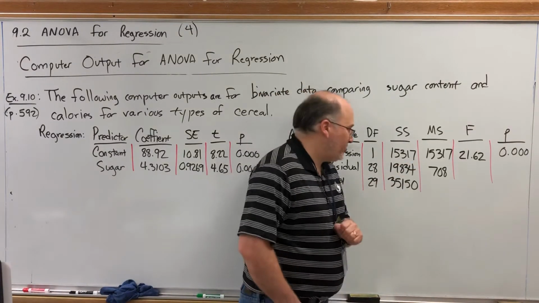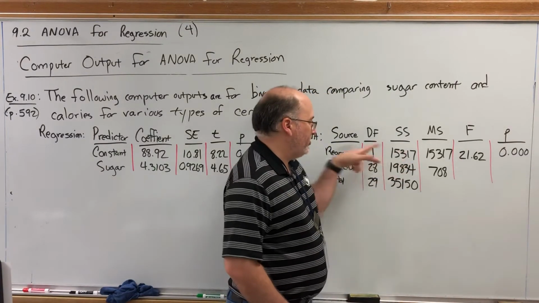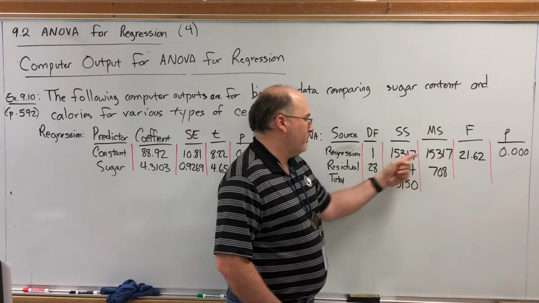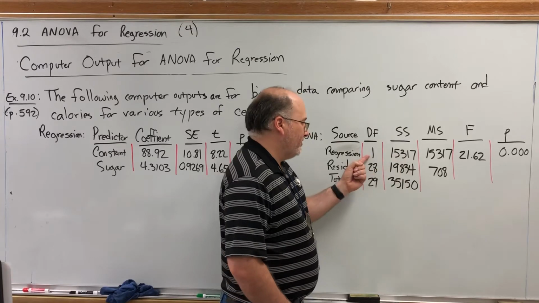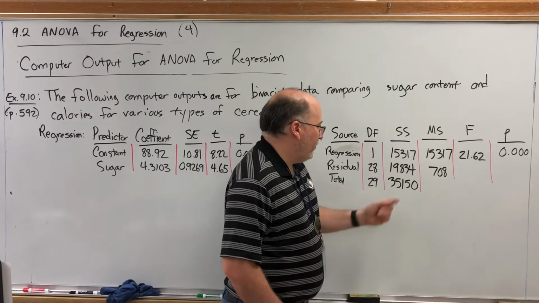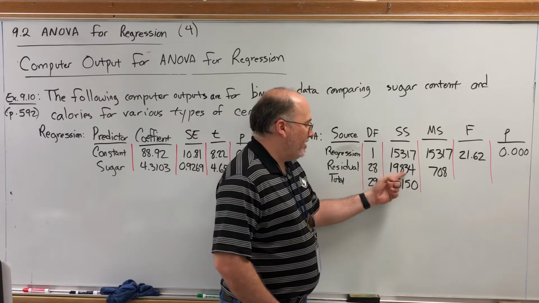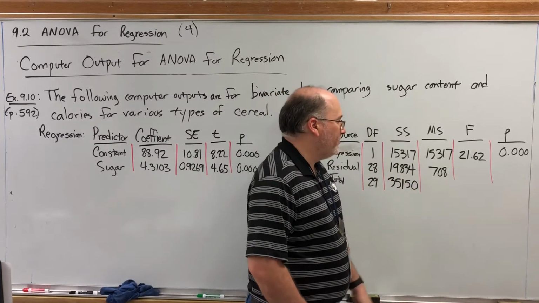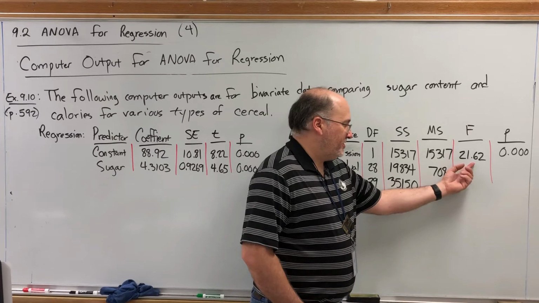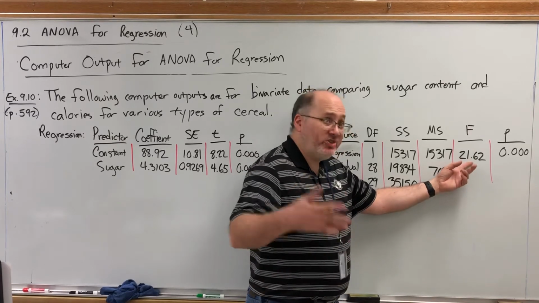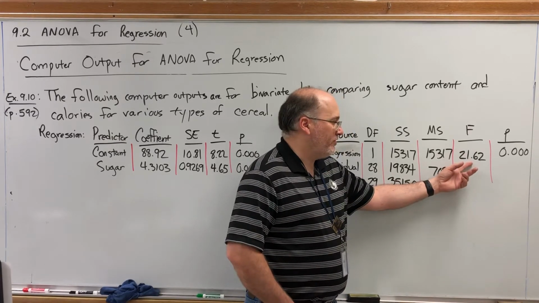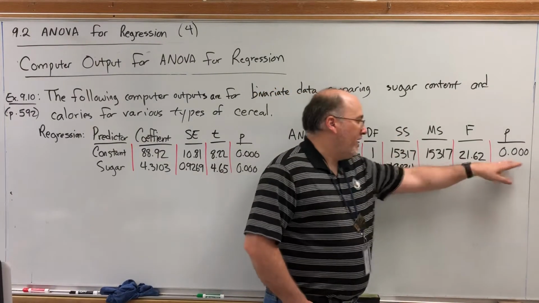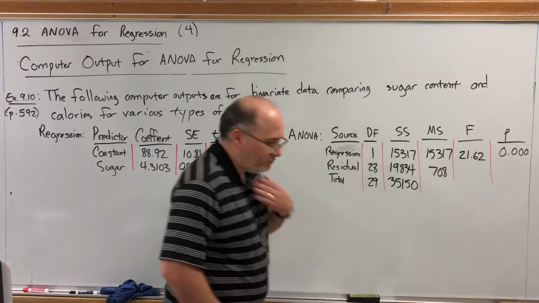For the MS's, it's just the ratio of the SS's to the degrees of freedom. So MS model is the same as SS model, since the degrees of freedom is 1. But if you were to check, 19,834 divided by 28 should round off to 708. And the F statistic, in other words, the test statistic when testing the effectiveness of the model, is the ratio of the MS's. And then its p-value as well.